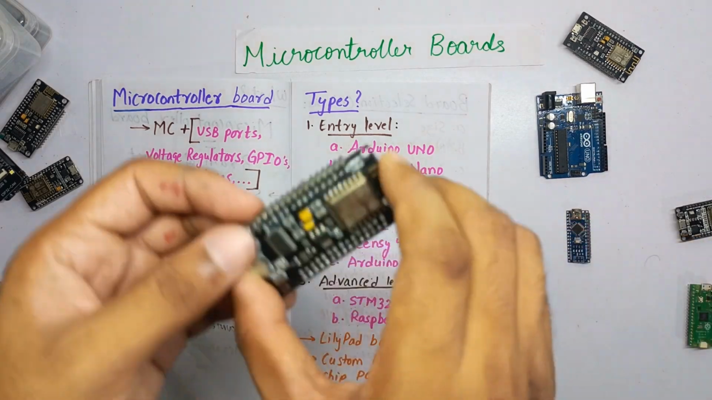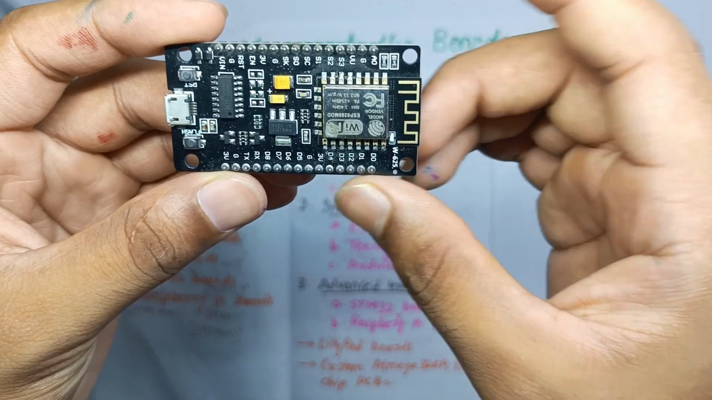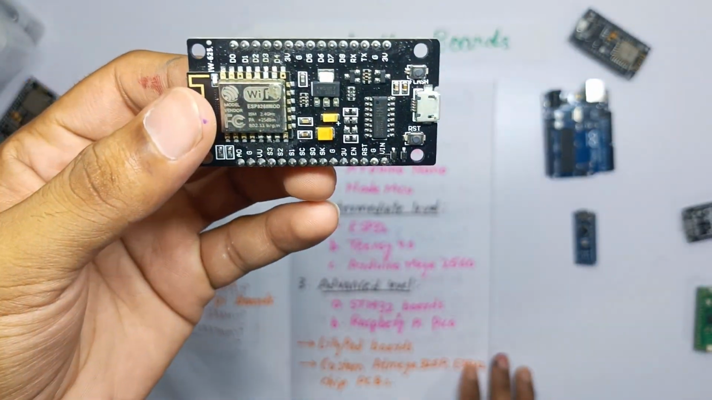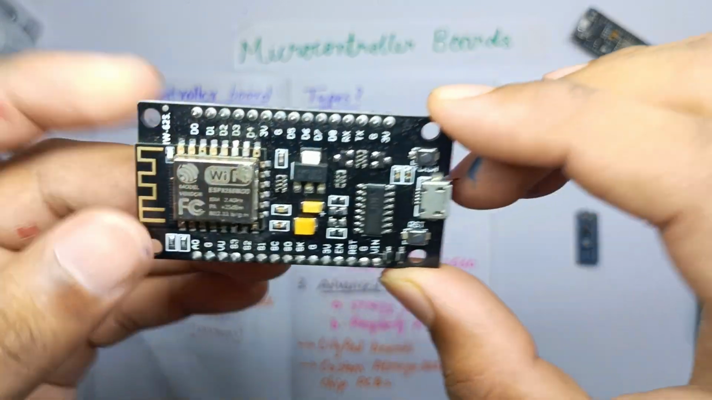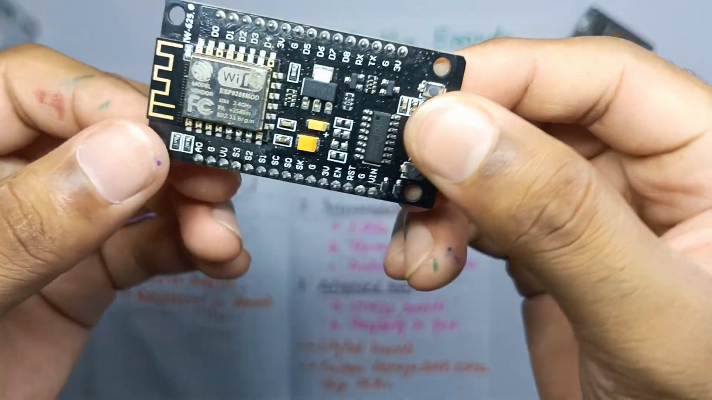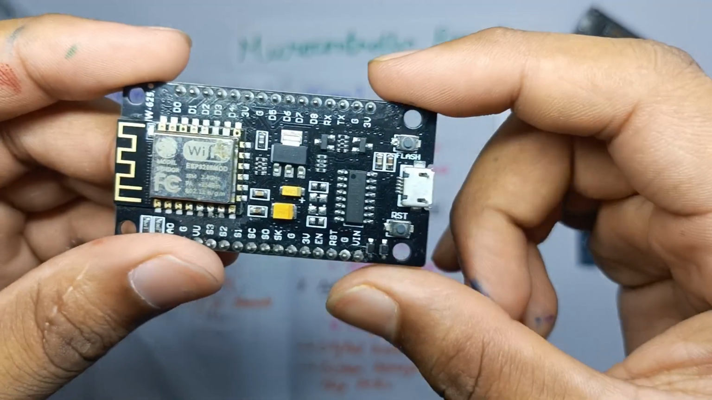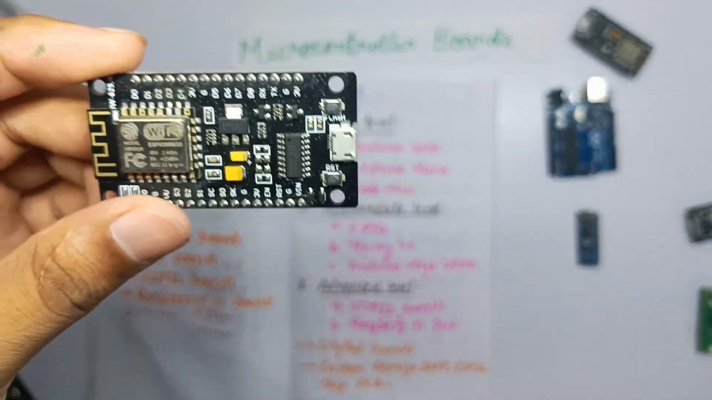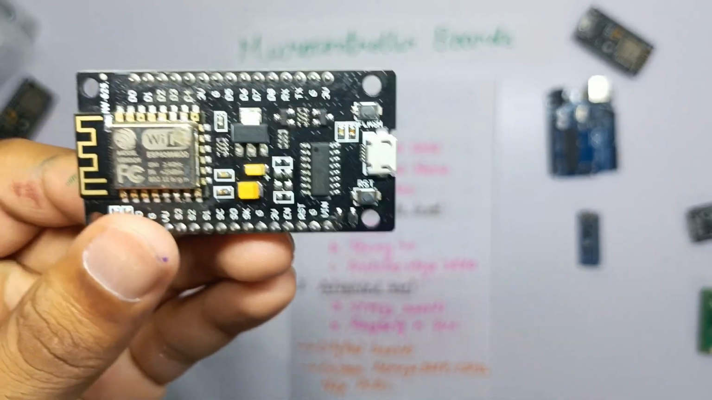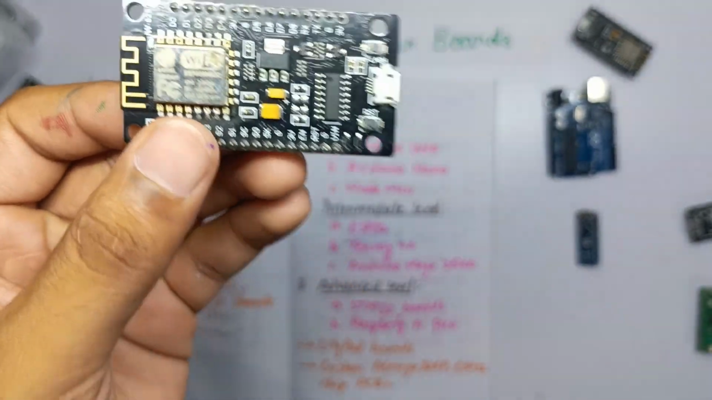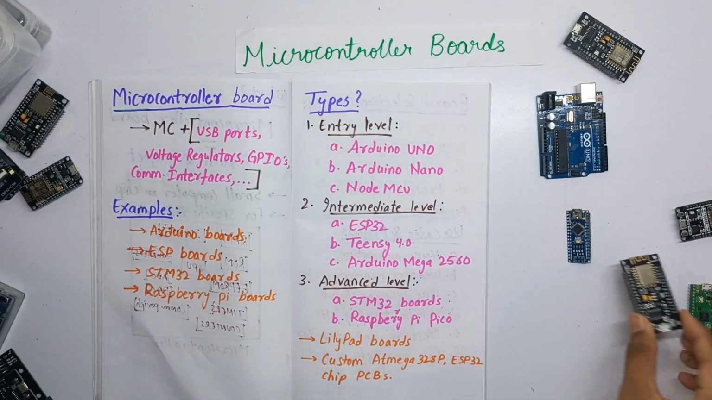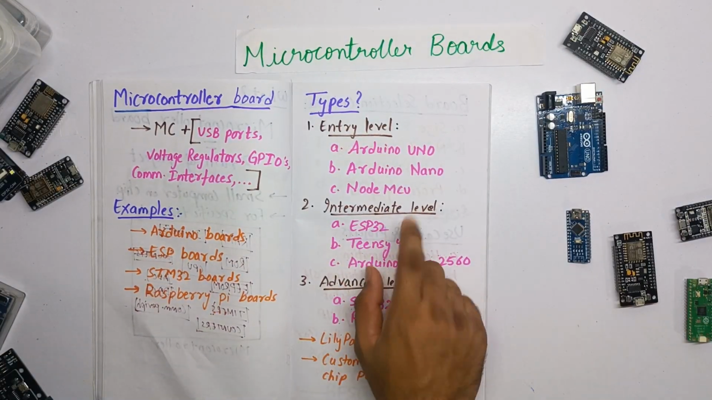And this one here is called Node MCU, or it's popularly known as ESP8266. ESP8266 or Node MCU, this is what the board is. This is mainly used for Wi-Fi applications. Whenever you need to integrate Wi-Fi into your project, then as a beginner you go for Node MCU or ESP8266. And now coming to intermediate level.